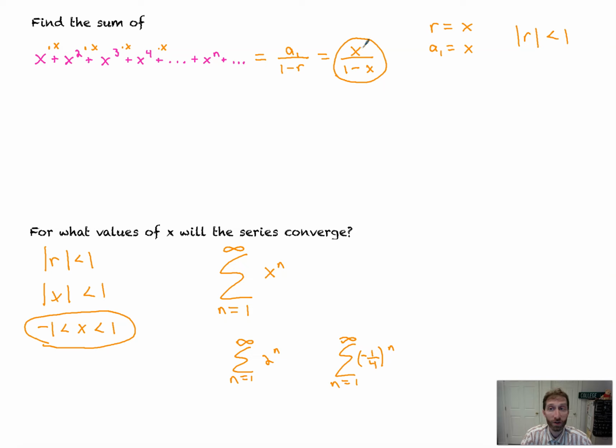So what does it converge to? A over 1 minus r, which means this infinitely long polynomial is equal to this very short rational function, interesting, as long as x is in this window. Oh, it's beautiful. I'll see you in the exercises. Until then, peace.